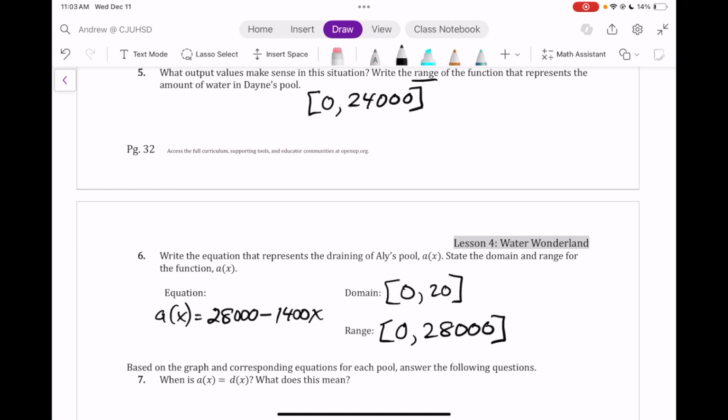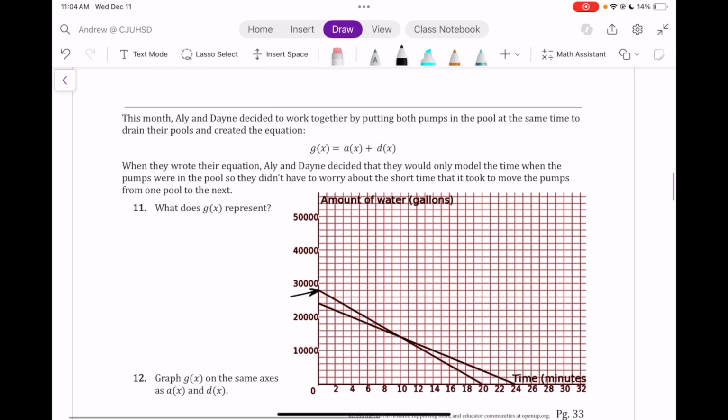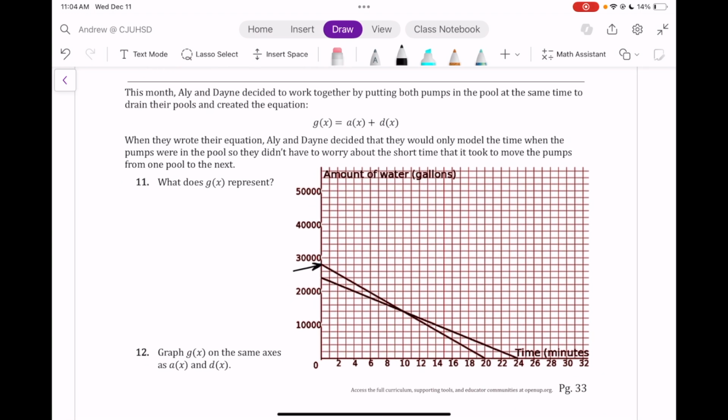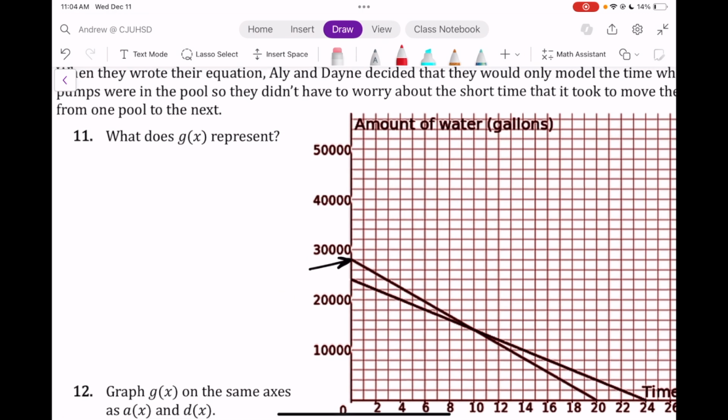Now, depending on what class you're in, we might not have had time to get to this section down here, but this is where they decide to work together. If they work together, then we can just add their graphs together. So this is going to be 24,000 plus 28,000. Lots of zeros.